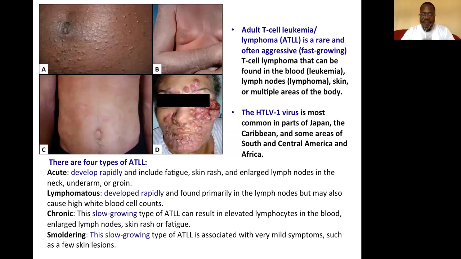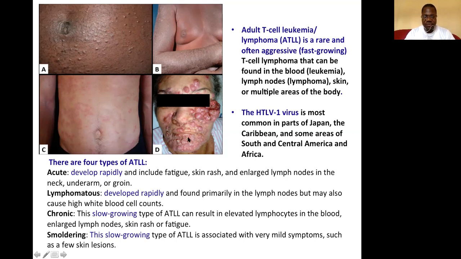Then we have another one caused by a virus called HTLV type 1 virus, and this is adult T-cell leukemia or lymphoma. This is a very rare but often very aggressive type of cancer, a T-cell lymphoma that can be found in the blood. When it's in the blood, we call it leukemia, and when it's in the lymph node, we call it lymphoma. But skin can be involved, and you can see here a skin rash, a very typical skin manifestation, even in this patient here.